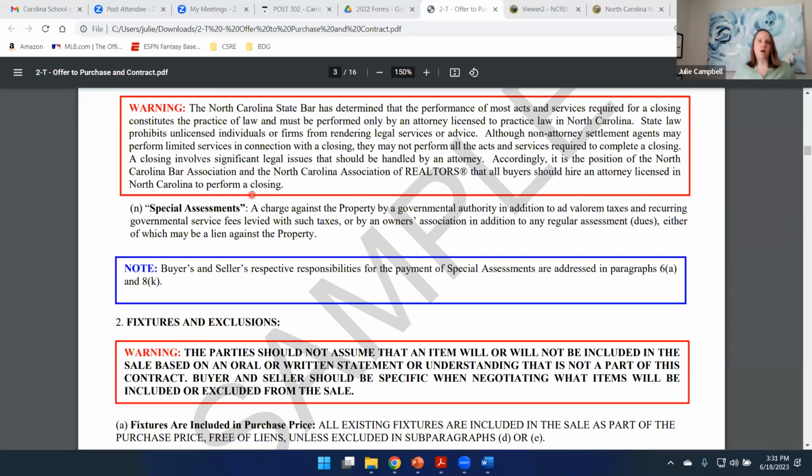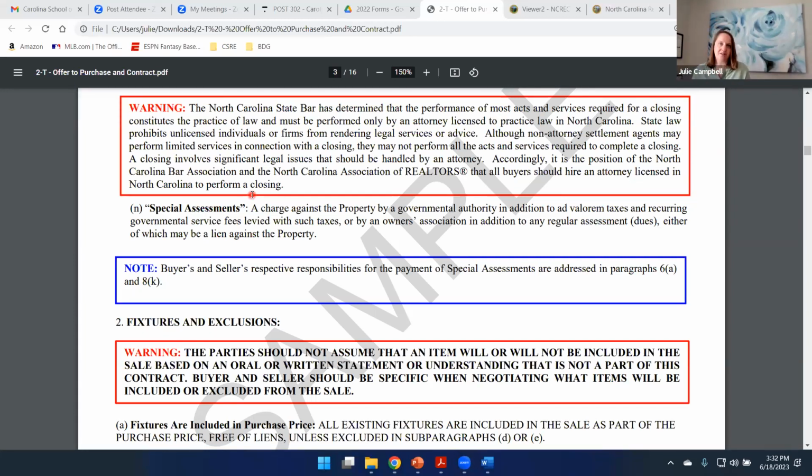If it's, for example, a condo or a townhome HOA, maybe it's time to redo the roofs or the siding or repave the parking lot. Again, these are charges above and beyond taxes and HOA dues. That blue note is telling us where we can find each party's respective responsibility for the special assessments. So just defining it now, we'll see who's responsible for what in paragraph 6A and 8K.